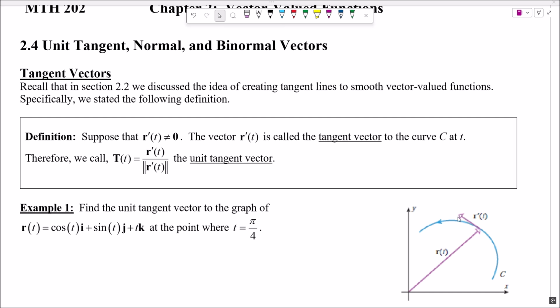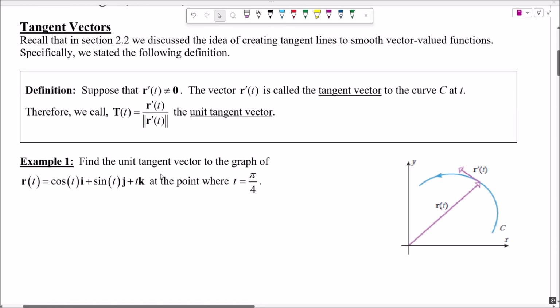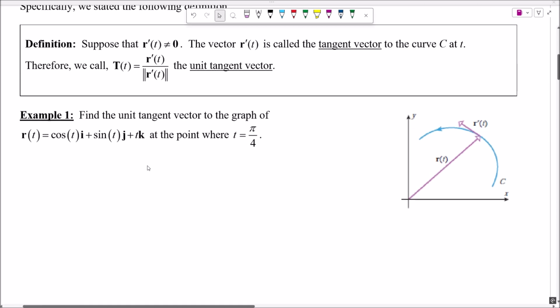Now, I don't know the length of that vector. Its length could actually vary from point to point. But if I wanted to, I could squish that vector down, shrink it back down to the length of a unit vector. I would refer to this capital T of t as the unit tangent vector. Notice it's the same r prime of t, but now just divided by its own length to shrink it to a value of 1. So let's take a look at how this would actually work.